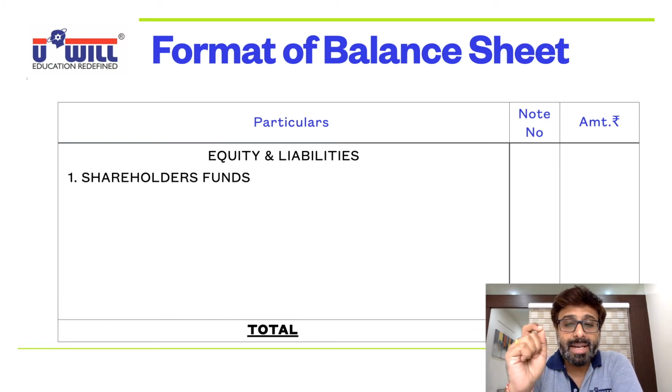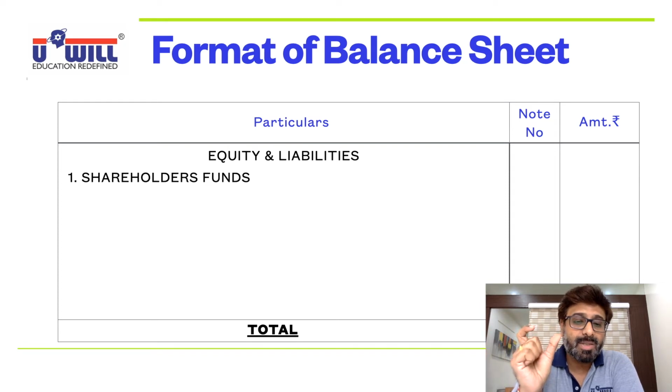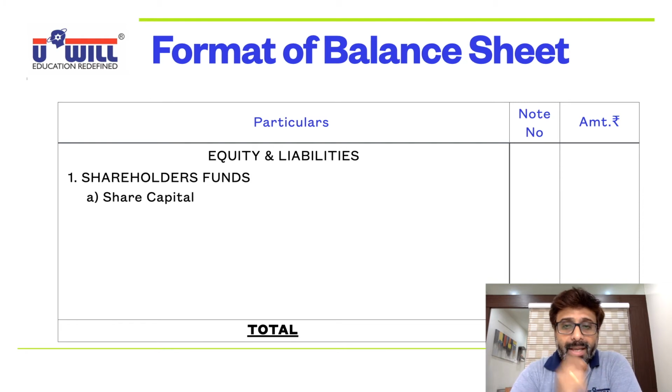So after equity and liabilities, write number one, shareholders funds. Basically in equity and liabilities, the equity part represents what? Shareholders funds. Now within shareholders funds, two things will come. A, share capital. So whatever money is raised from the public by issuing shares when the company is formed is called share capital. And B, you will have reserves and surplus.